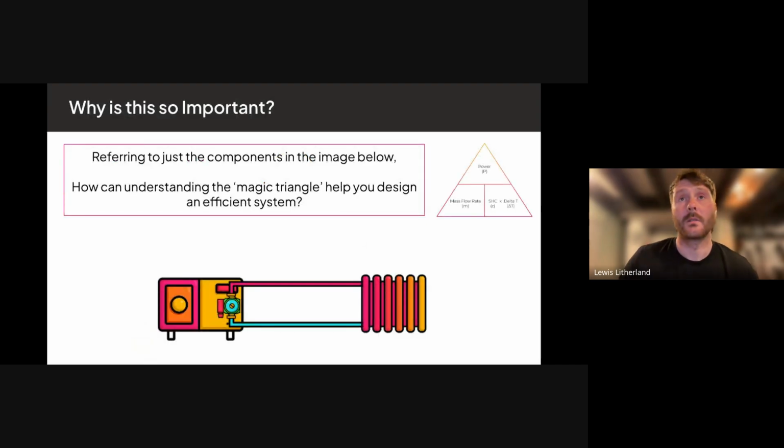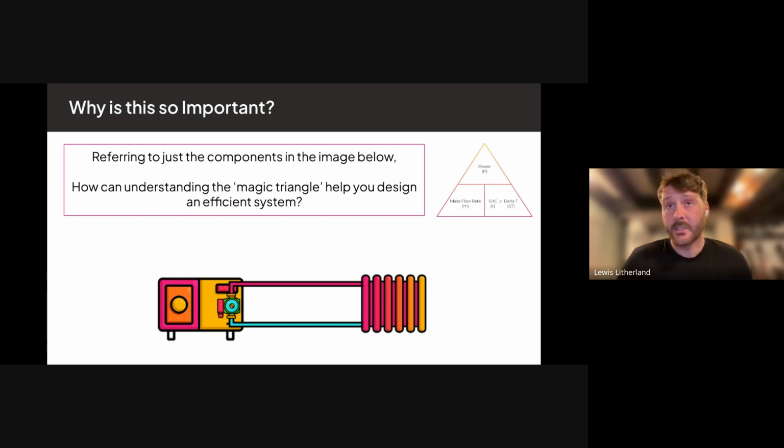Nice. So just to get into this before I actually break down the triangle in full. Sorry, someone just wants to join. So just referring to the components in the image below, the things you can see in that picture. Don't go crazy and start talking about other stuff in heating systems.